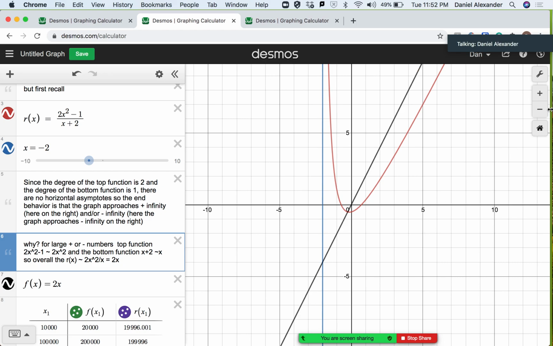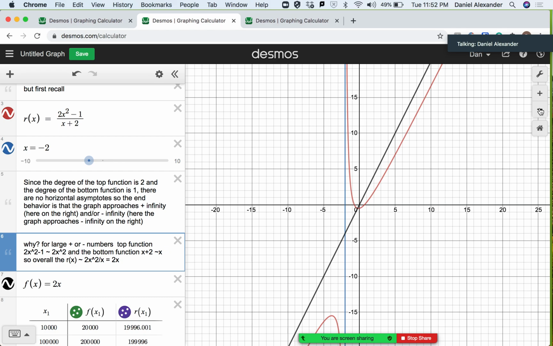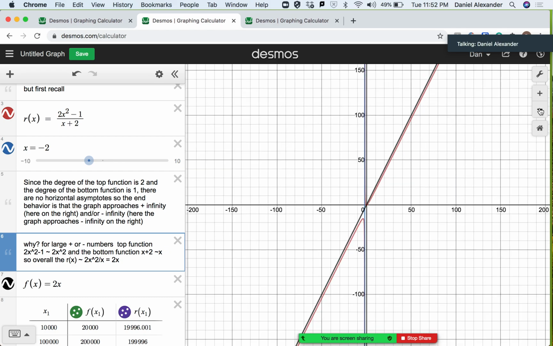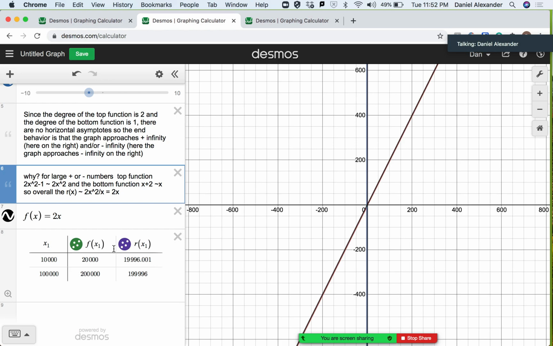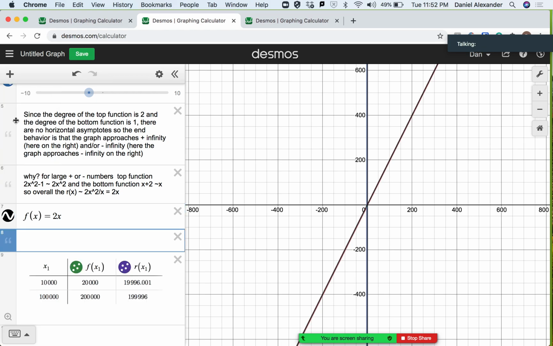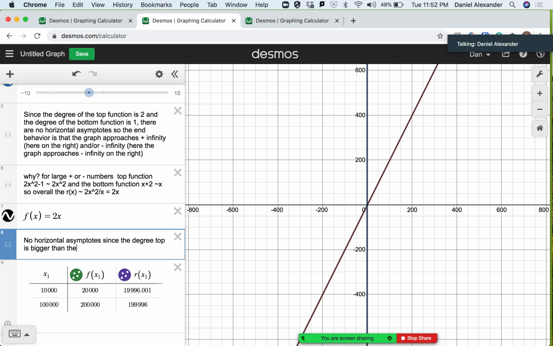And again, it doesn't look very close, but look what happens as I zoom out. The graph gets closer and closer to 2x. So really, what we're saying here is that this function for large x is indistinguishable from 2x. And I think that's important to see. So there are no horizontal asymptotes since the degree of the top is bigger than the degree of the bottom.